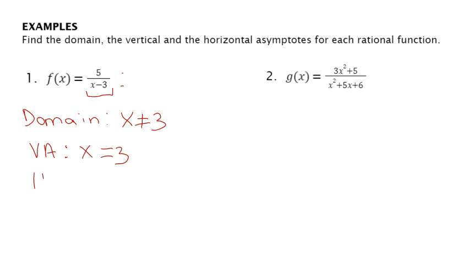For the horizontal asymptote, you can see that on the top we have a degree of 0. On the bottom we have a degree of 1. So the bottom is going to get much bigger than the top, and that's going to be our first case where y is equal to 0, because the top is going to stay at 5 and the bottom is going to get much larger. So this is like that first case we saw.